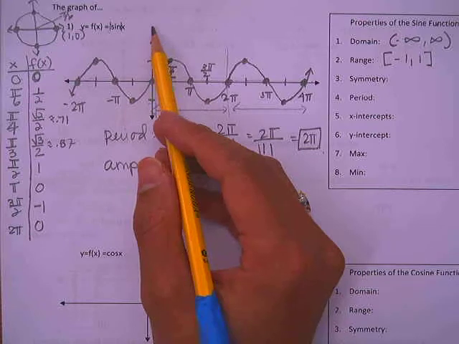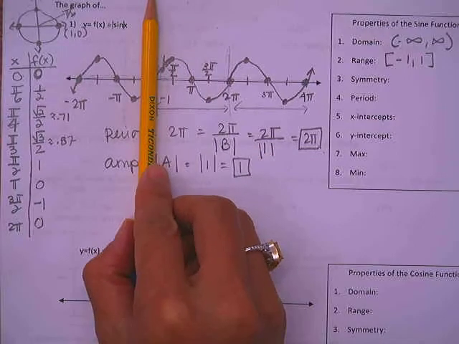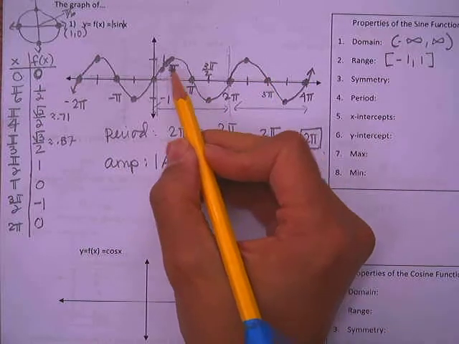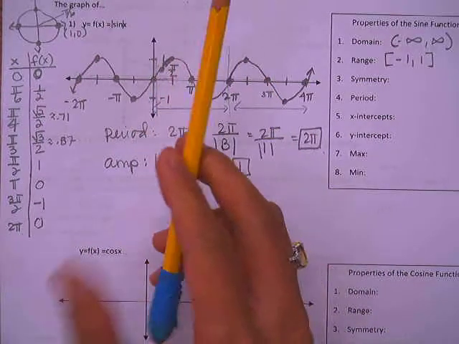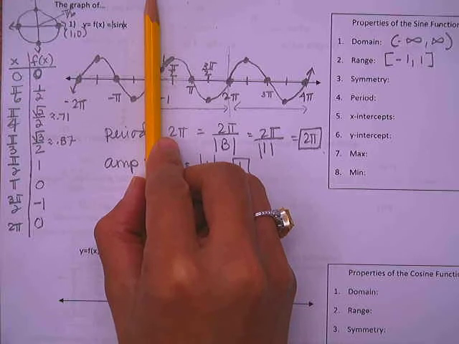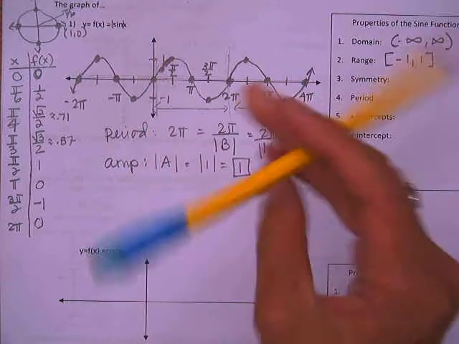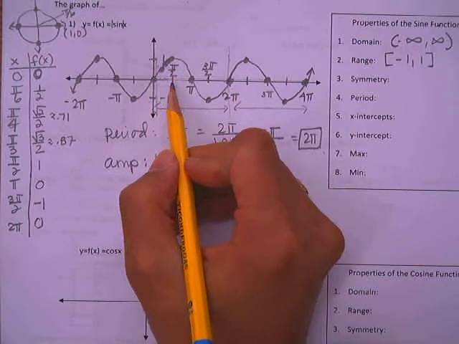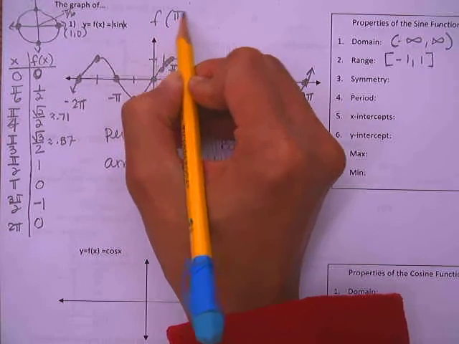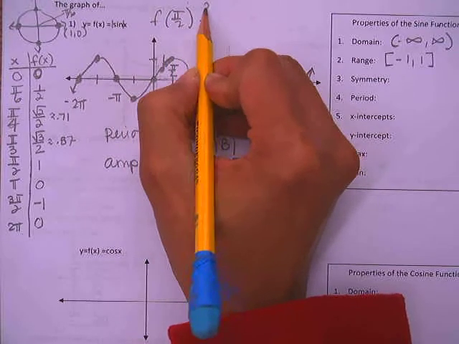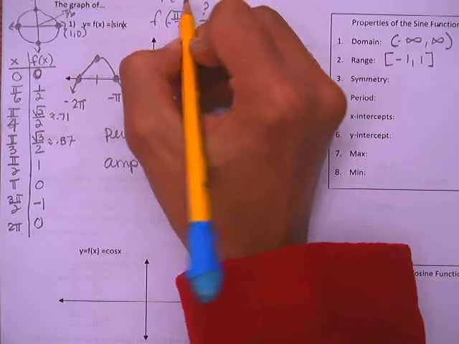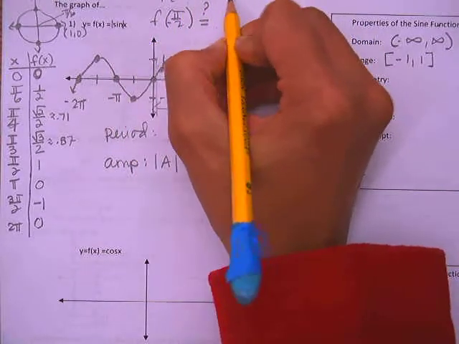Is it symmetrical about the y-axis, which is called even? It's definitely not symmetrical about the y-axis, because if I fold it on the y-axis, the left and the right are not identical. But if I pick a value on the right, algebraically, f of negative pi over 2, by the formula f of negative x, does it equal negative f of x?